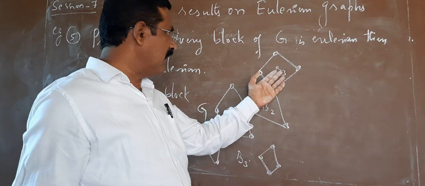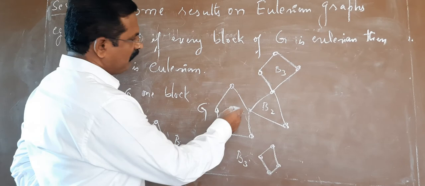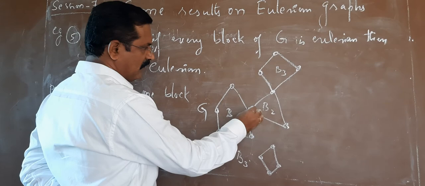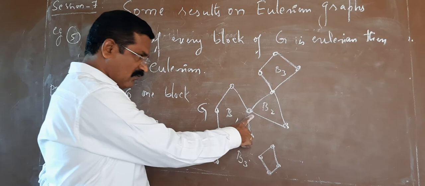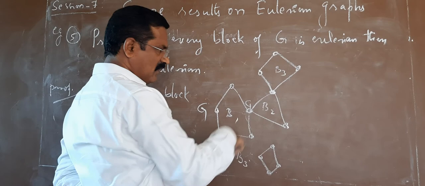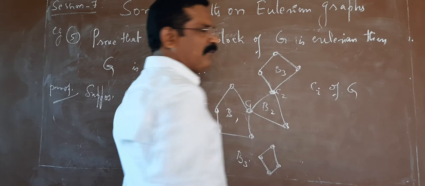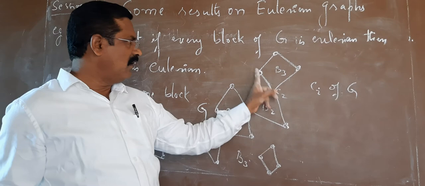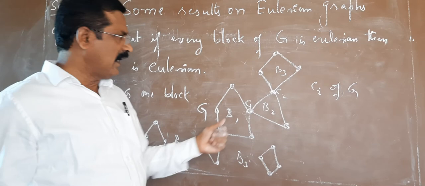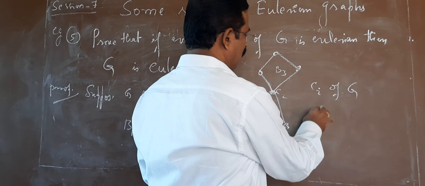What happens here? If only one block is there, then there is no cut vertex at all. If there are two blocks, definitely there exists a cut vertex. If there are two or more blocks, there exist cut vertices. So this is the cut vertex C1. Similarly, this is the cut vertex C2. In general, say Ci is a cut vertex of the graph G. Apart from the cut vertices, the remaining vertices are all even vertices. Now, the only thing is that we have to show every cut vertex is of even degree.